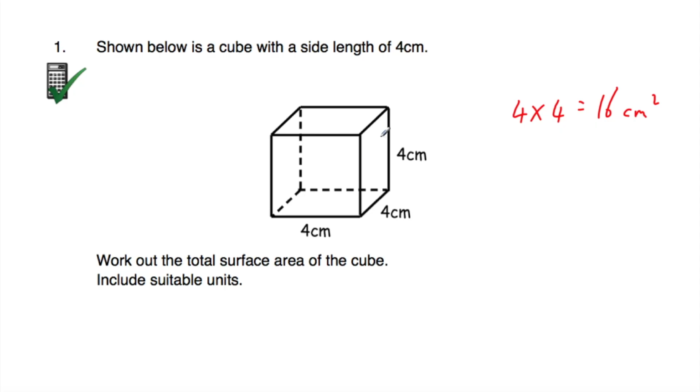So you just need to add up 6 16s, or you could just do 16 multiplied by 6, and that's equal to 96 centimeters squared. And that's it. That's the total surface area of that cube. Okay, let's look at our next question, question number 2.